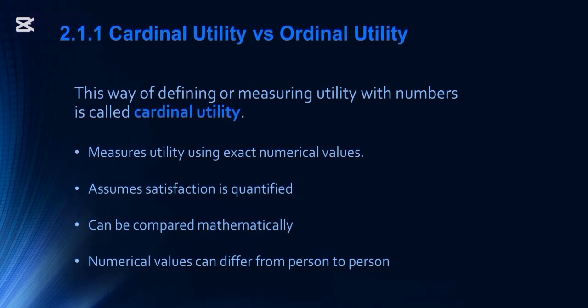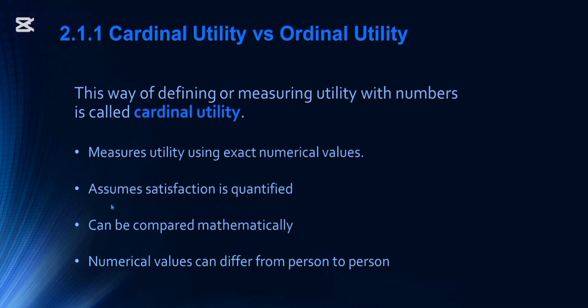The topic is cardinal utility versus ordinal utility. So the question is, what is cardinal utility? Cardinal utility can be measured numerically. For example, 50 units of burger. On the other hand, ordinal utility cannot be measured numerically but can be ranked in order of preference. Let me give you an example. A person prefers pizza over burger, or suppose a person prefers Coca-Cola over Sprite. Those are examples of ordinal utility.